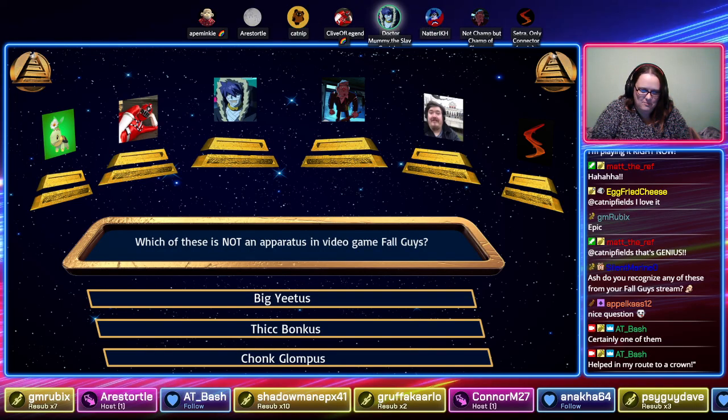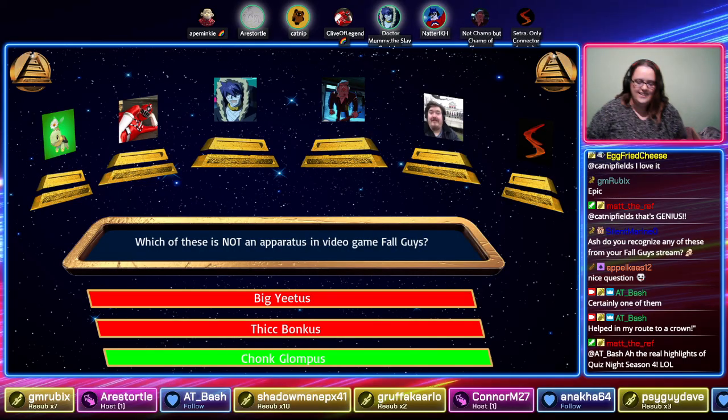And Cetra? Okay. So Big Eatus is a fatal hammer and Chonk Glompus is some swinging spike cylinder. Thick Bonkus is the thick spiky cylinder. Excuse me, yes. I get them mixed up all the time. And the Chonk Glompus is not yet there. We have bigness and thickness, but chonkiness not yet.